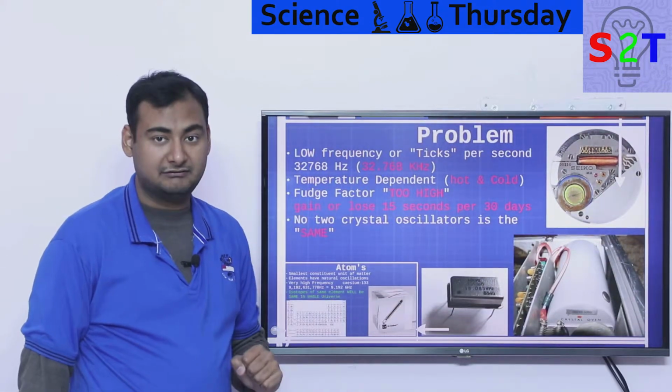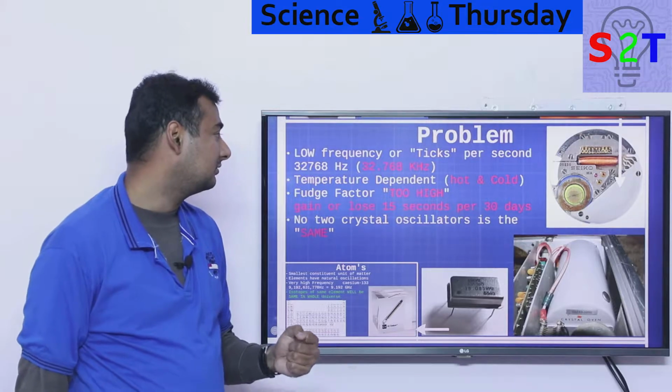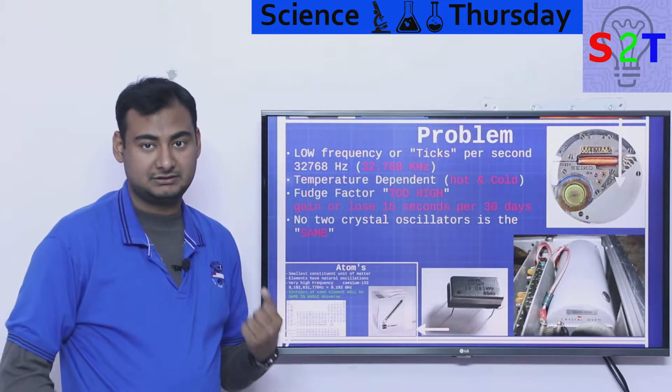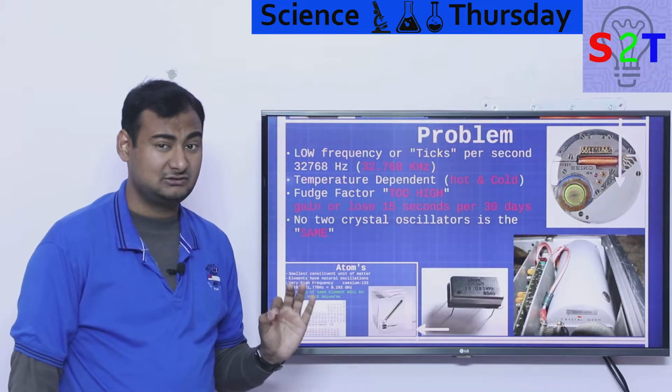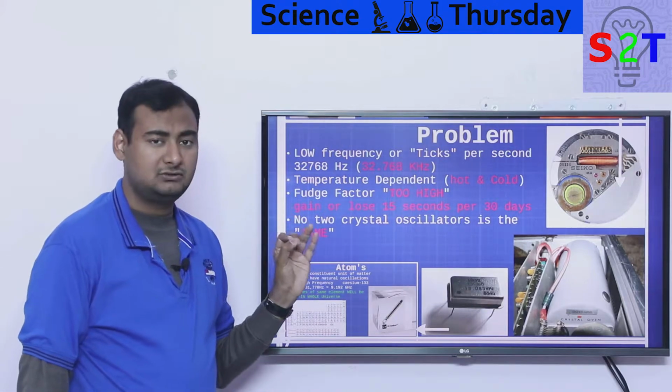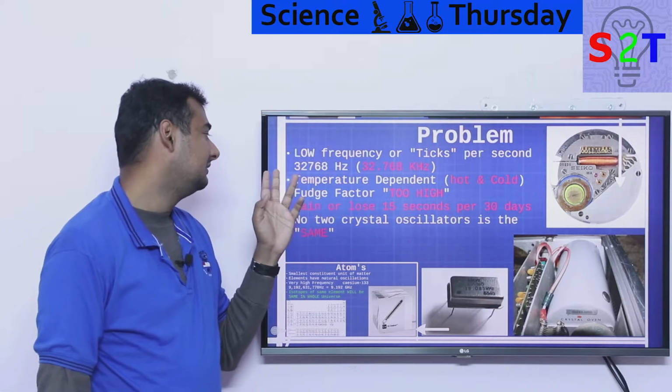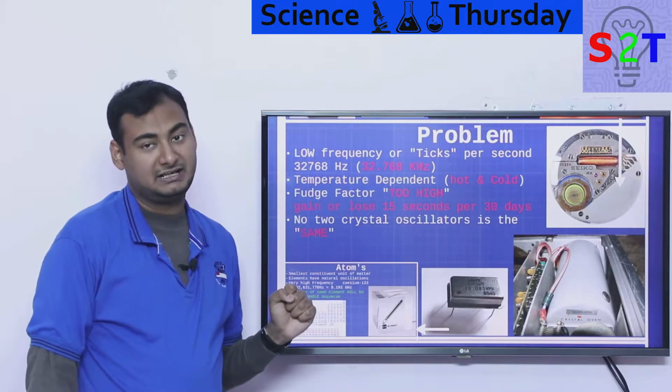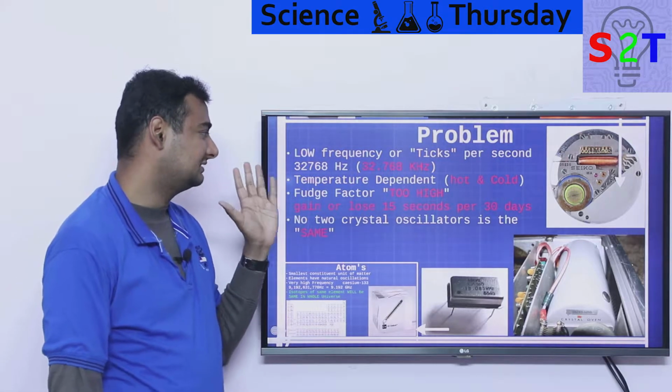So we have oscillators, then why do we have to worry about atomic clocks? Now the oscillators that we have in general normal clocks are very slow. The ticks per second is a very low frequency. Basically it only ticks 32,768 times per second. Now you might be like, okay, that's a lot.